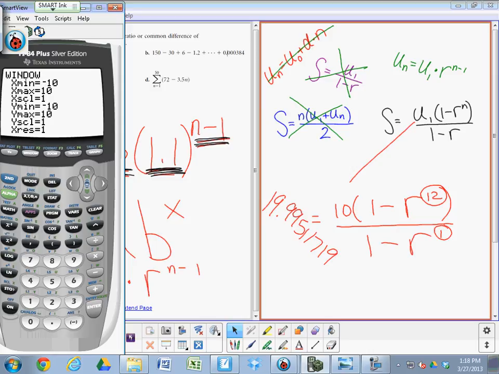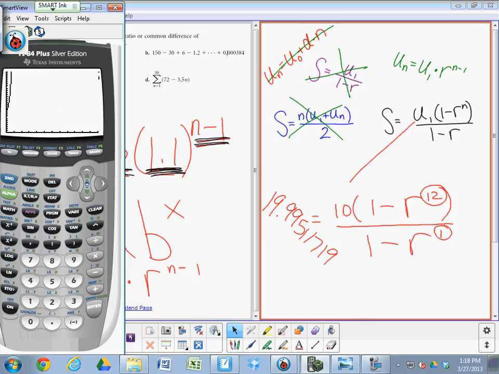X is how many terms there are. Let's let it go from where to what? And where to what? 1 to 12. Let's go 0 to 12. Okay. What about the sum, which is y? 0 to what? 20. Why not? So you want a little bit of wiggle room on the top? All right, let's go to 30. I'll buy that. And let's hit the graph.